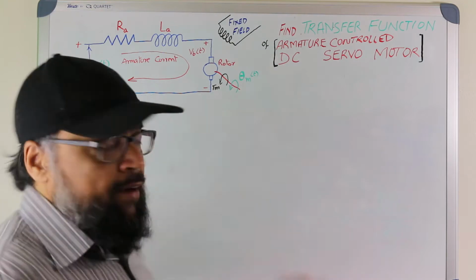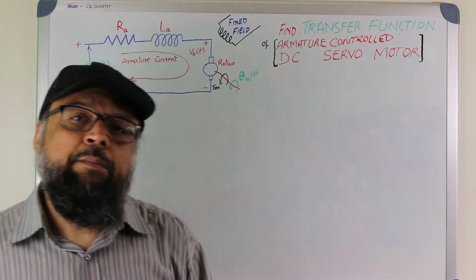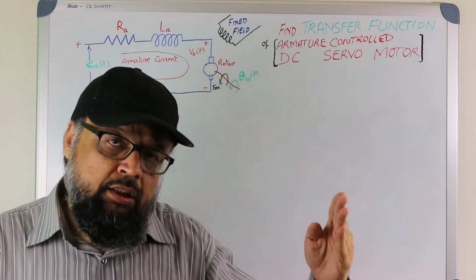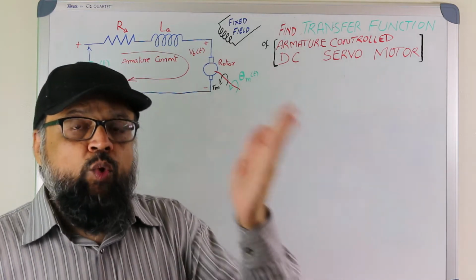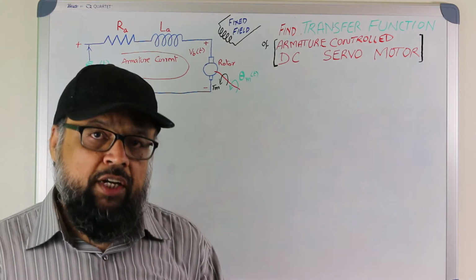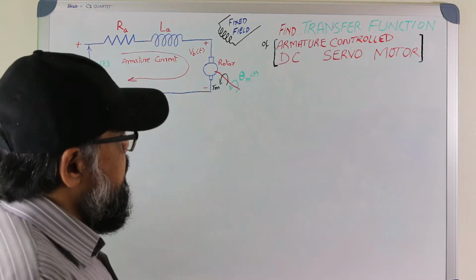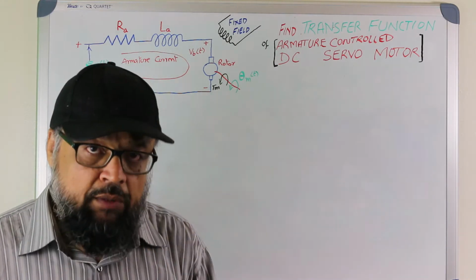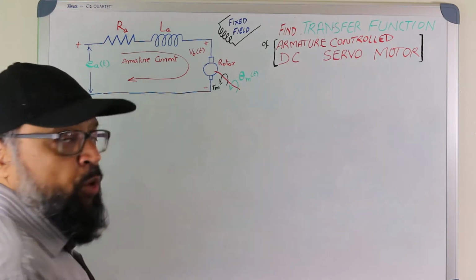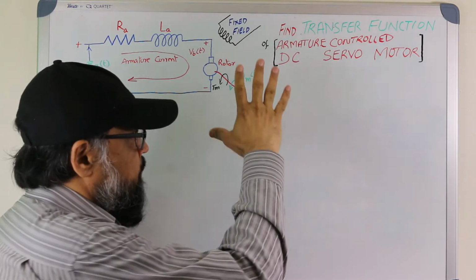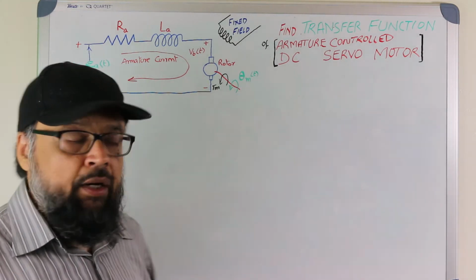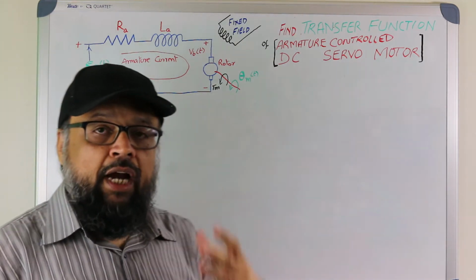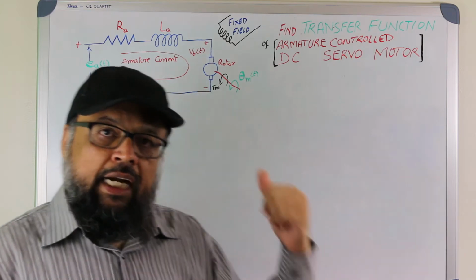Now, first we have to decide between which two parameters we want the transfer function. What output parameter is very important for us, and what input parameter is important for us? As you can see here, the most important parameter for which we are using this DC servo motor is the position. So theta m is very important for us. Therefore we will take theta m as the output variable, and the input is the applied voltage to this DC servo motor.